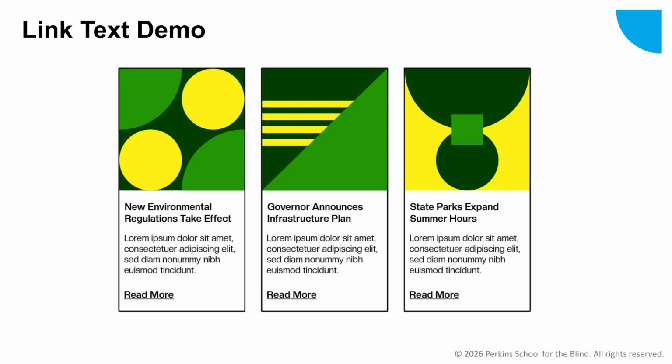ARIA label replaces the accessible name entirely. So instead of the link having the accessible name of read more, you set an ARIA label to read more, new environmental regulations take effect.